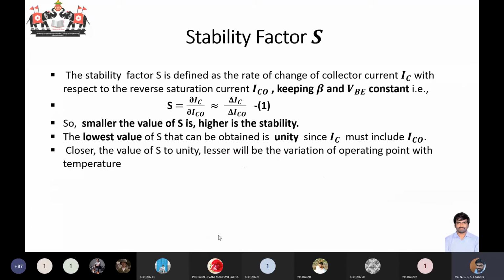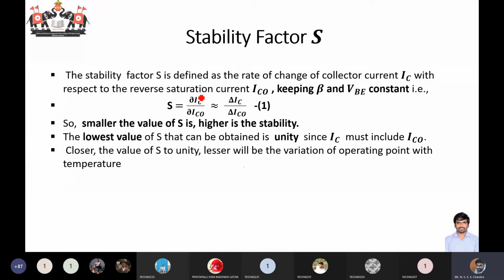Okay. So the first stability factor is S. The stability factor S is defined as the rate of change of collector current IC with respect to reverse saturation current IC naught, keeping beta and VB constant. So S is ∂IC/∂IC naught. It's a partial differentiation, and you can also write it as ΔIC/ΔIC naught when beta and VB are constant.